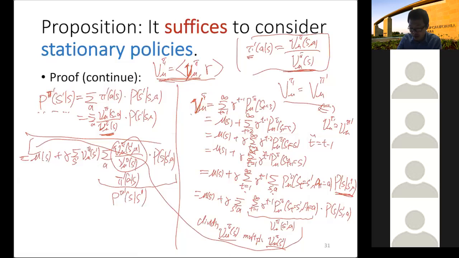If we collect everything together, we get a linear system of equations in terms of nu, right? So what we got is nu of mu pi of s equals mu of s plus gamma times the sum over s prime of nu pi of s prime, multiplied with the state transition from s prime to s under the constructed policy.